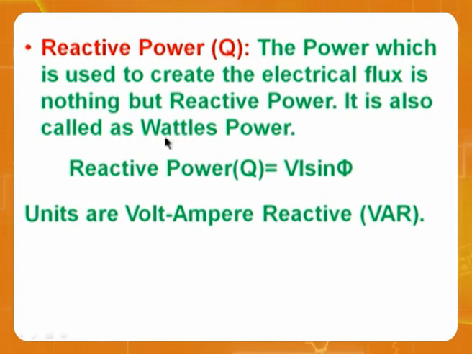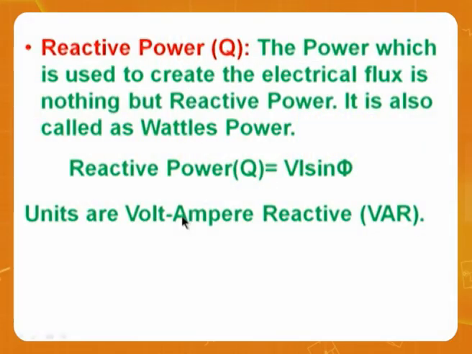It is also called wattless power because we don't consider watts here. Reactive power is defined as Vi sin phi. As I told you, real power on the x-axis is Vi cos phi, reactive power is Vi sin phi, and the units are volt amperes reactive, VAR. So this is the second category of power, called reactive power.